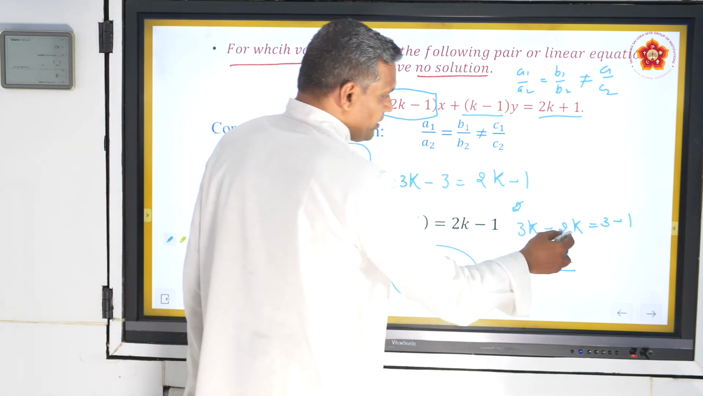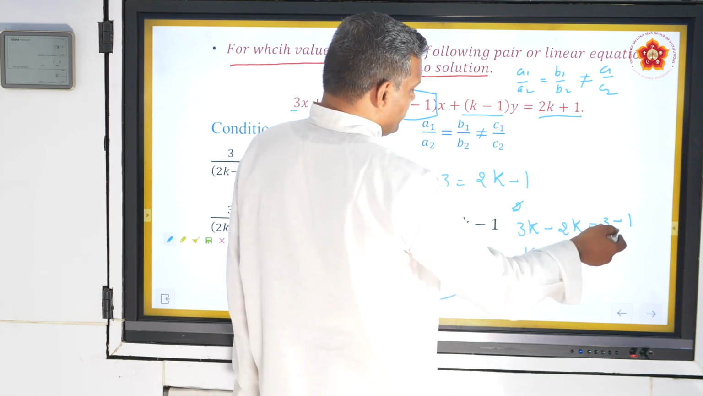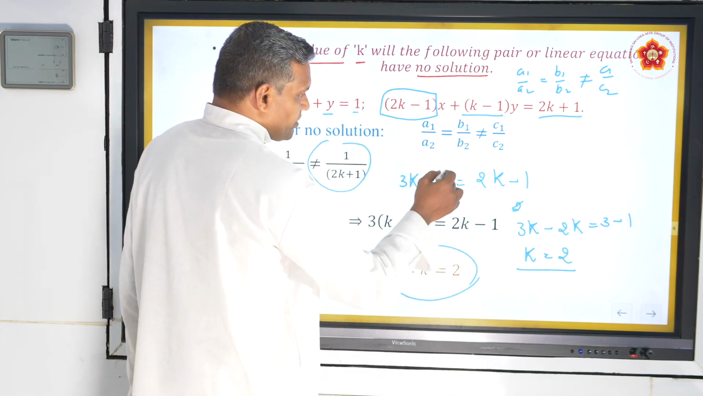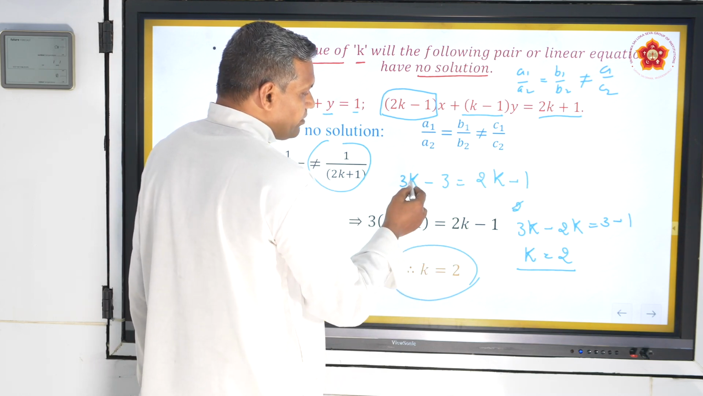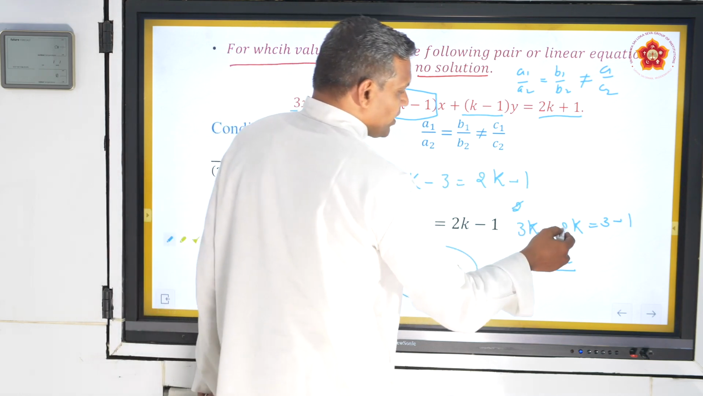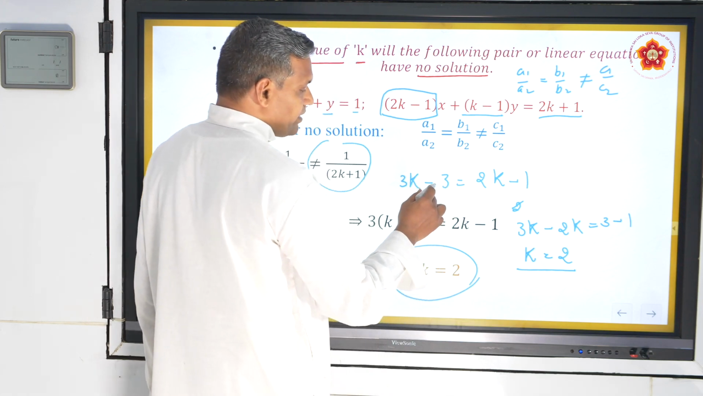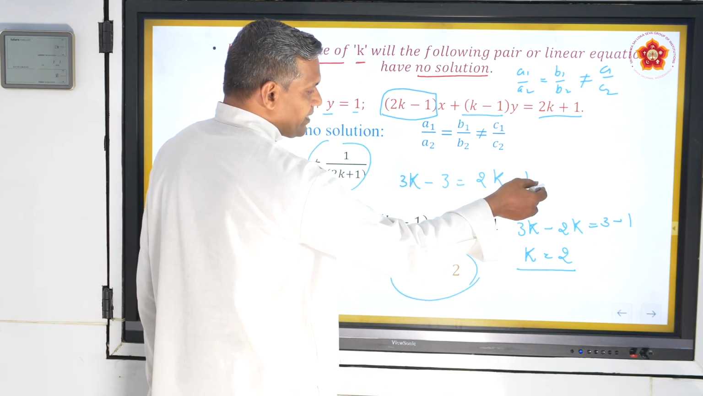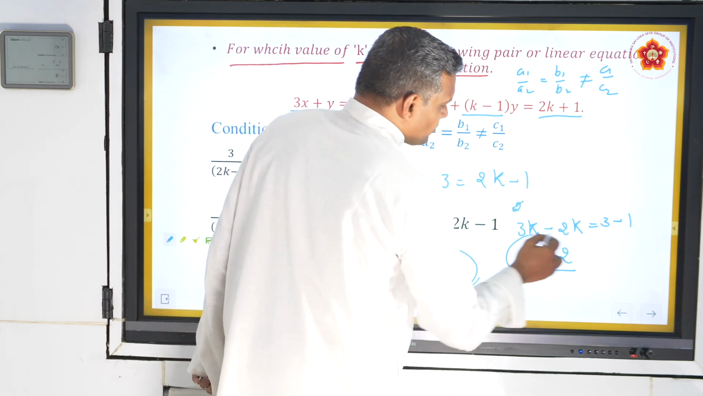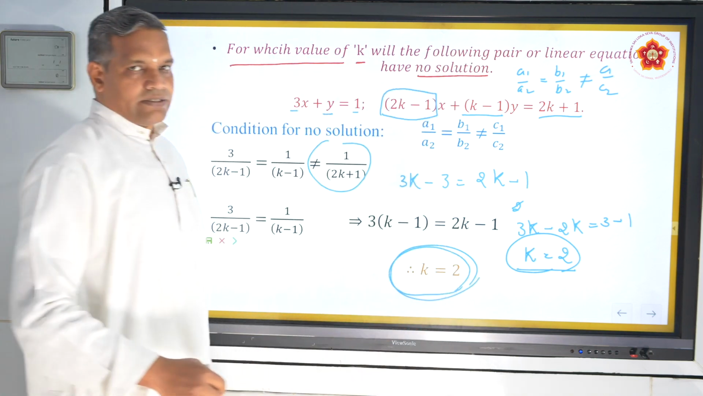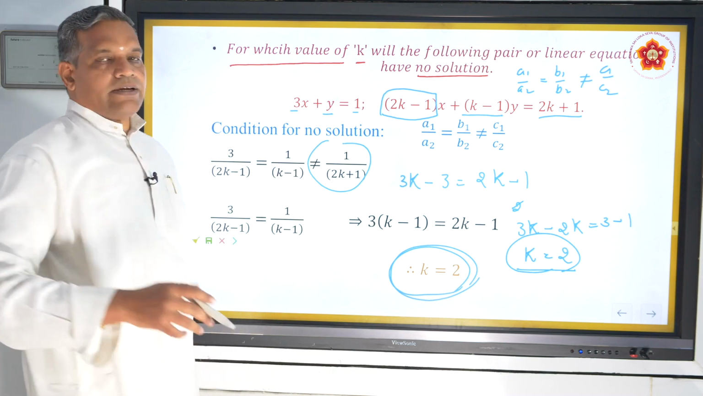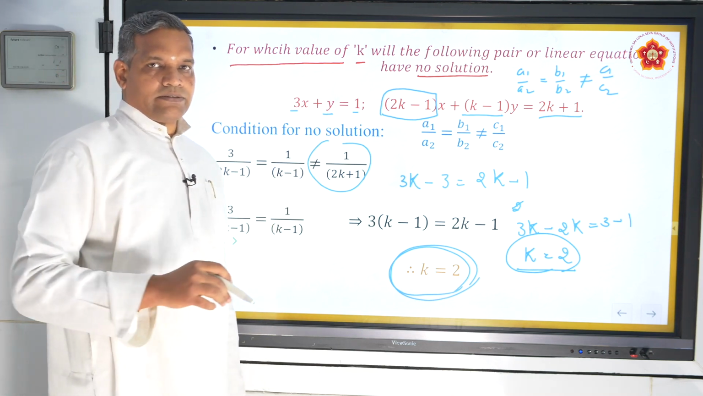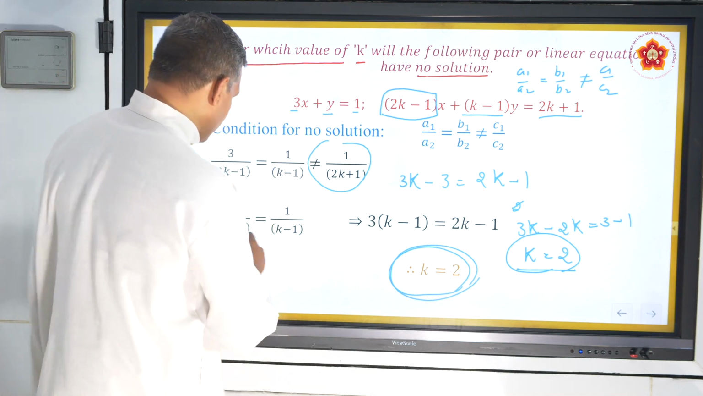Multiply 3 into k is equals to 3k and 3 into 1 is equals to 3, that you transposed, and then 2k minus 1. Now, 3k minus 2k is equals to k and minus 3 if you transpose that side it is 3 plus 3 minus 1 is equals to 2, k is equals to 2. So, k is equals to 2 is the answer. Did you get it? So, whenever you get in examination, find the value of the k, never get scared of. So simple it is. Shall we go to the next slide?